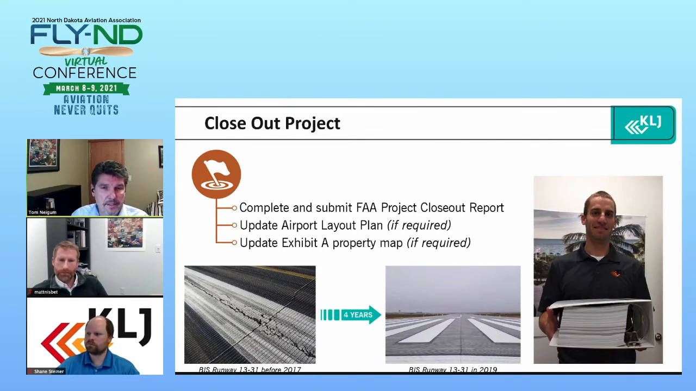So the picture on the right there is one of the young KLJ engineers at the time. This was actually the testing reports from the first phase of the runway on the Bismarck runway project. So I think this was like a 7-inch or 6-inch binder. So again, that was just the testing for the project. So lots and lots and lots of paperwork when it comes to federal projects.